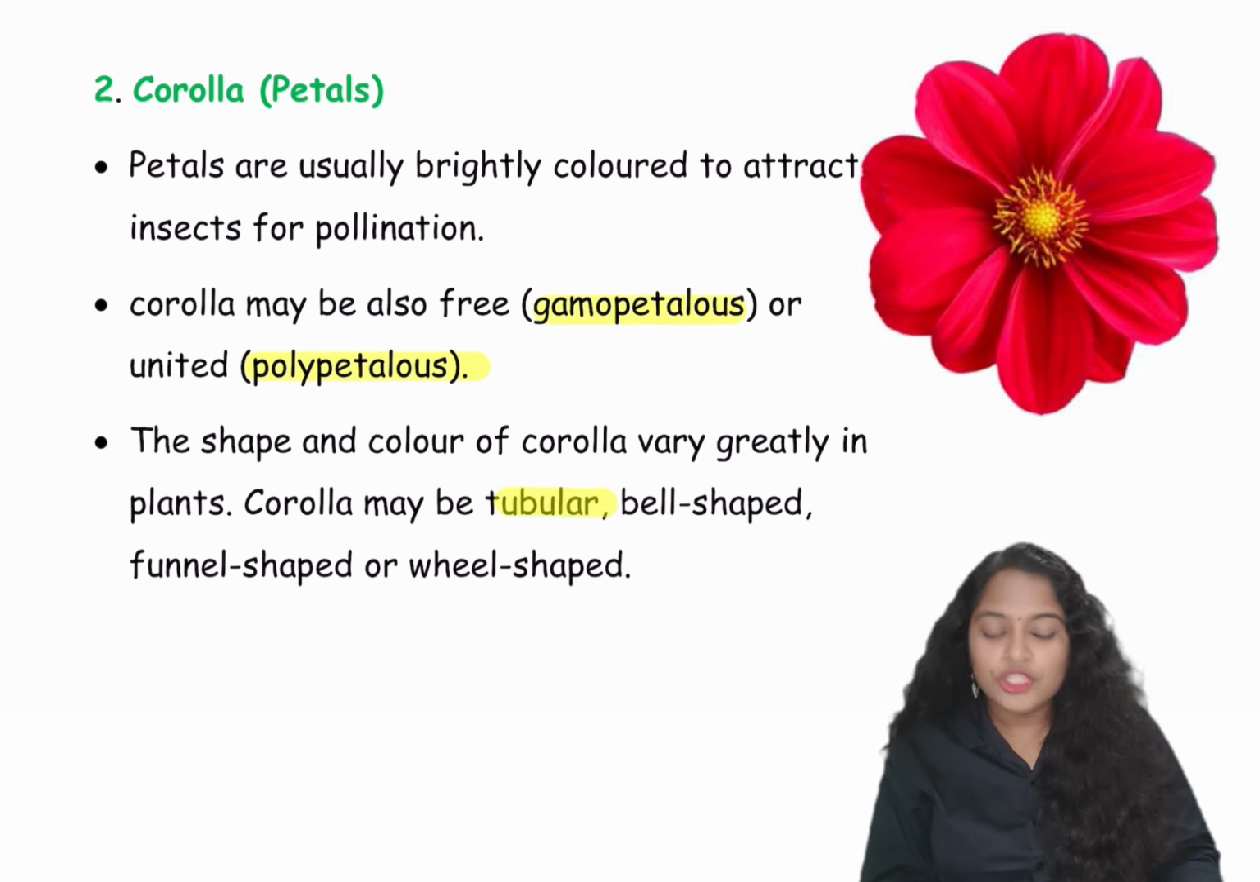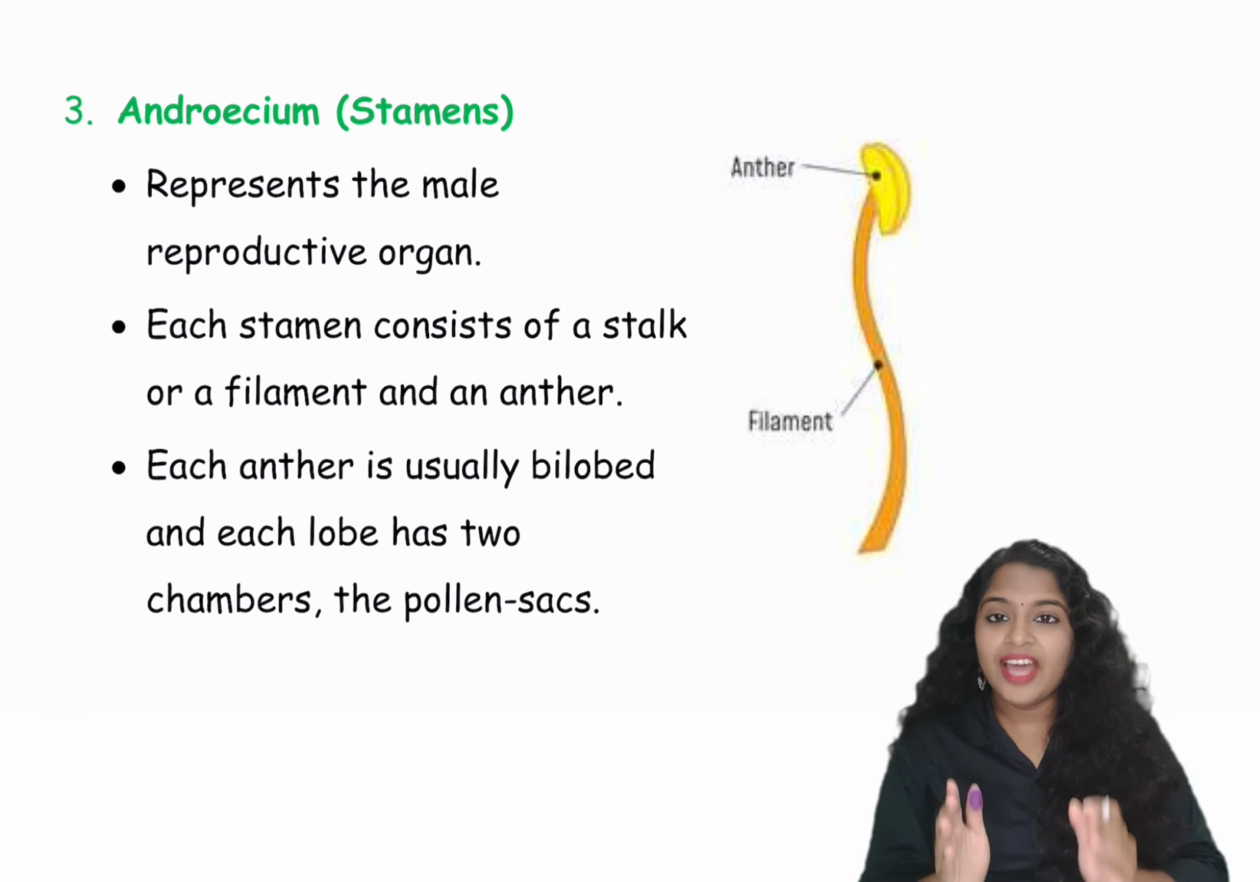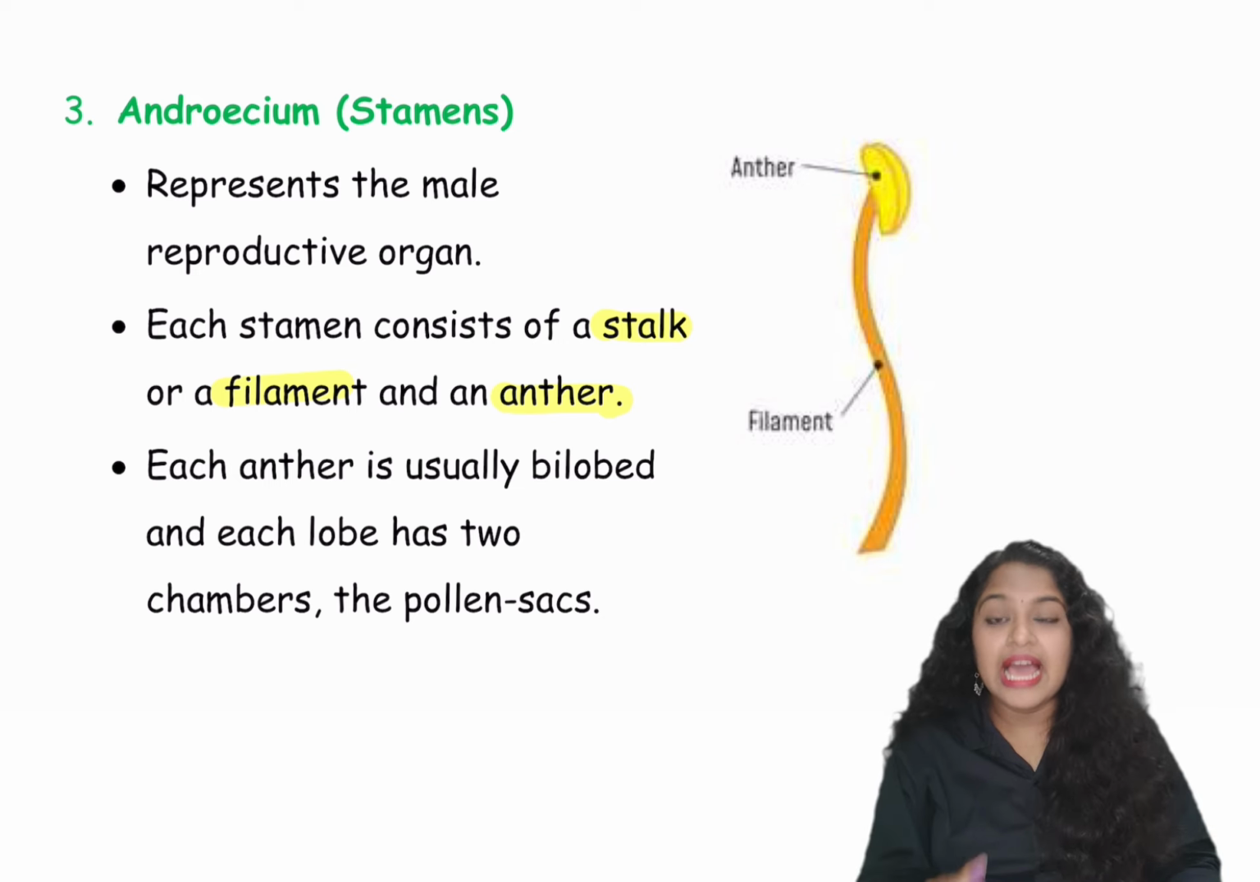So the corolla can be tubular, bell-shaped, funnel-shaped or wheel-shaped. Now we are going to see the male reproductive part of the flowers, that is the androecium. It's also called the stamens. A stamen has two parts: one is the stalk, that is the filament, and the other is the anther. Anthers have a bilobed structure, and these are the places where pollen grains are produced and stored.